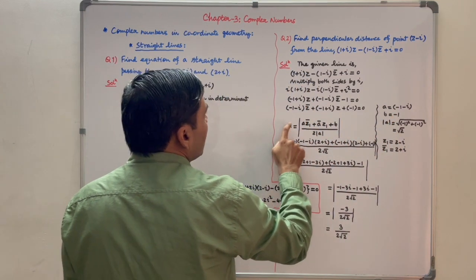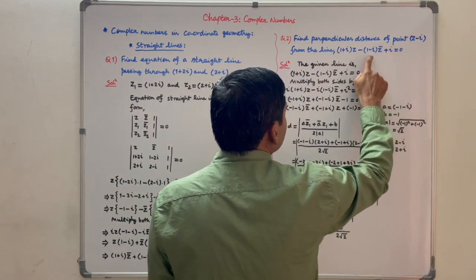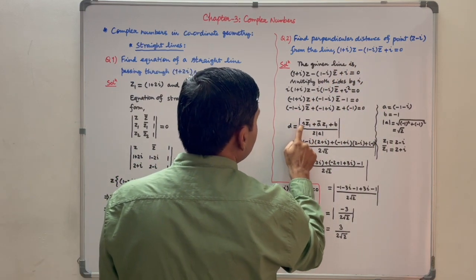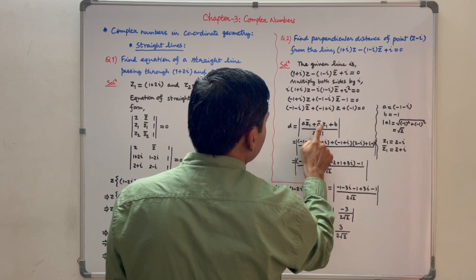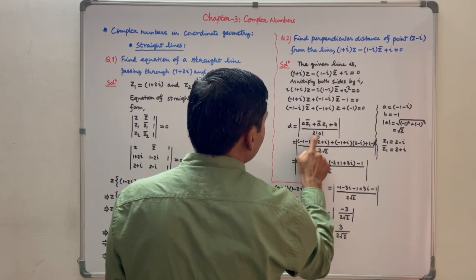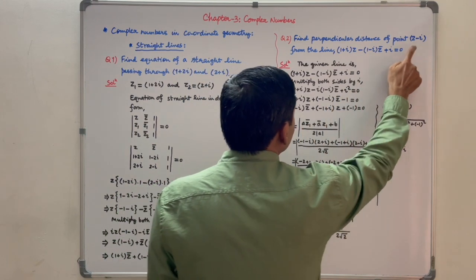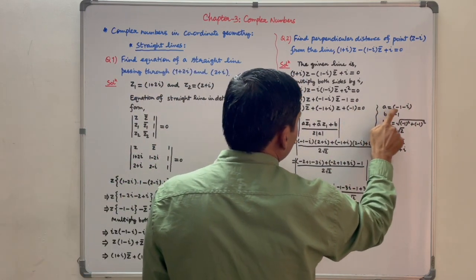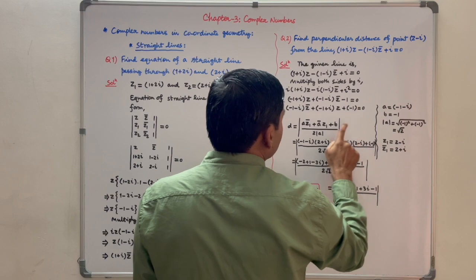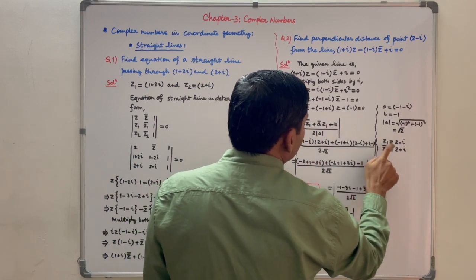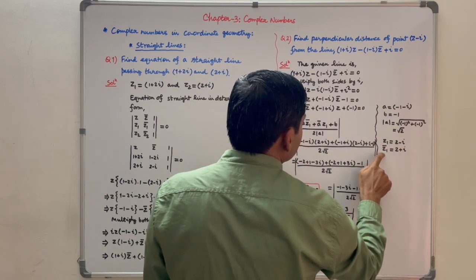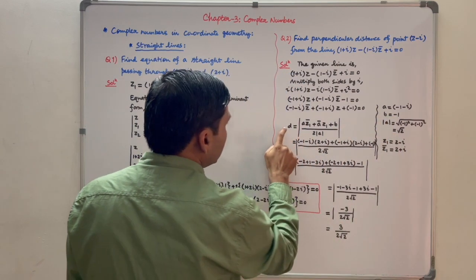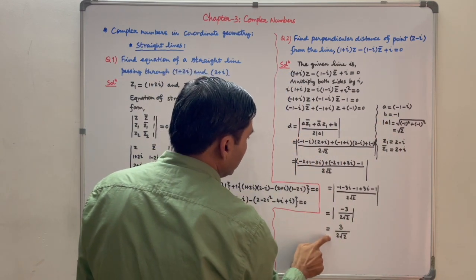Perpendicular distance of a point from a given line is given by the formula d is equal to mod of (a z1 bar plus a bar z1 plus b) upon 2 mod a. Here z1 is the given point. So we will put the values a is equal to minus 1 minus i, z1 is equal to 2 minus i, z1 bar is equal to 2 plus i, b is equal to minus 1 to get d is equal to 3 upon 2 root 2.